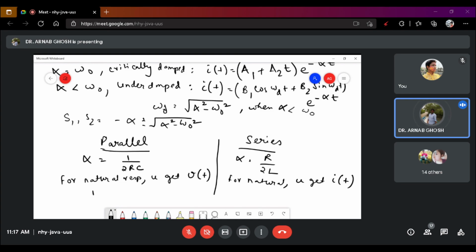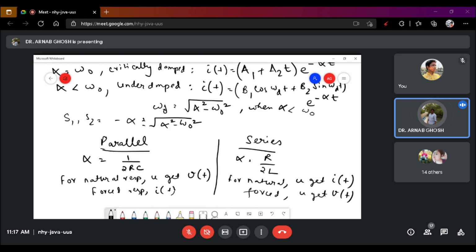For forced response, in parallel it is i(t); here for forced response you will get v(t). Simple. This is the only difference that you are getting. Rest everything remains the same.